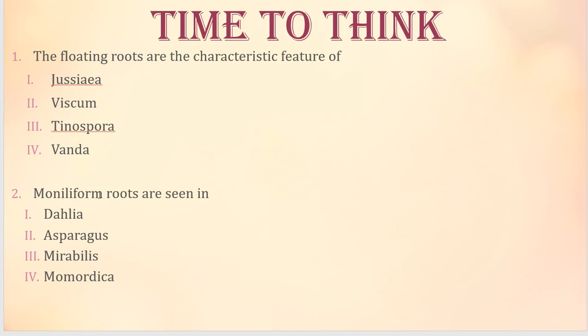And the next one, moniliform roots are seen in. Moniliform root. What is that moniliform root? It comes under a kind of adventitious root system which stores food in it. What would be the example? Dahlia, asparagus, Mirabilis. Mirabilis is the 4 o'clock plant. Mirabilis jalapa is the 4 o'clock plant. And Momordica.